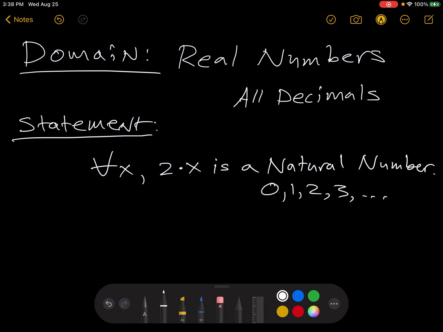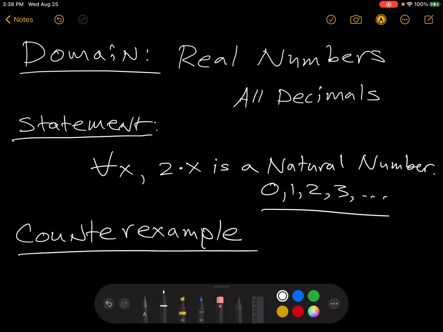Well, let's see. What's a real number that when you take 2 times that real number, you don't get a natural number? You don't get one of these numbers here. So a counterexample, there's plenty of counterexamples. In fact, infinitely many counterexamples. So a counterexample would be 0.25, otherwise known as 1/4. And this is what you would enter into WebWork. Something like this, or something like this, for this particular problem.